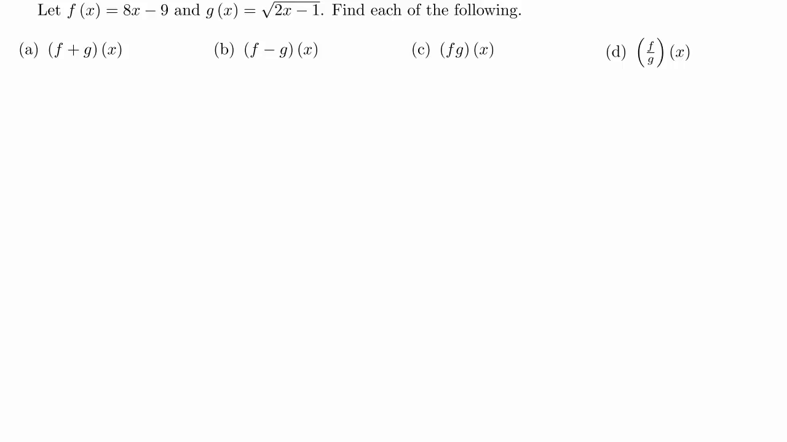Hello. In this example, we're going to let f of x equal 8x minus 9 and g of x equal the square root of 2x minus 1. We want to find each of the following, where each of the following are function operations.